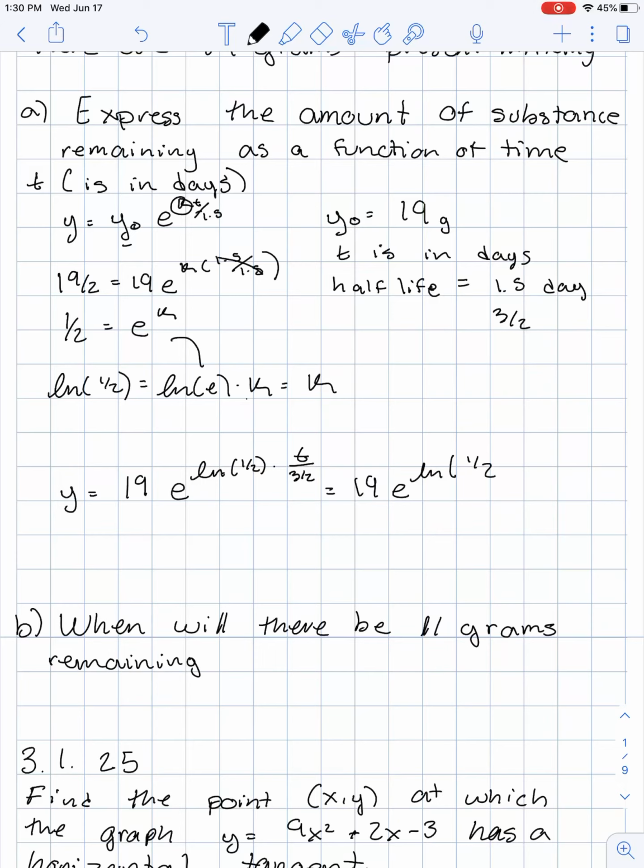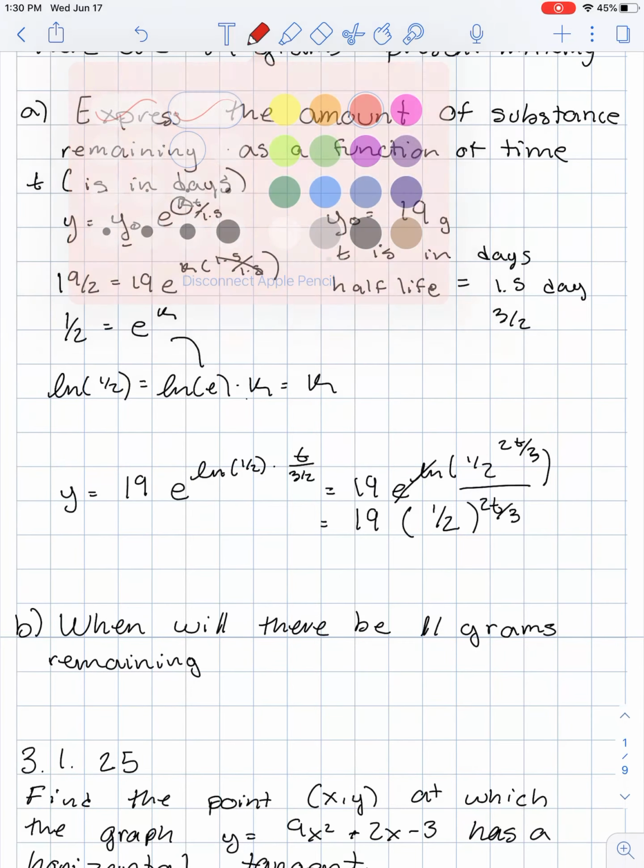So I'm going to have 1/2 to the, I'm going to write it t times 2/3, just because having a fraction in the denominator just doesn't feel right. All right, and now I can cancel out this e and the ln. And then I'll get that it's 19 times 1/2 to the t times 2/3. All right. So that is our final answer.